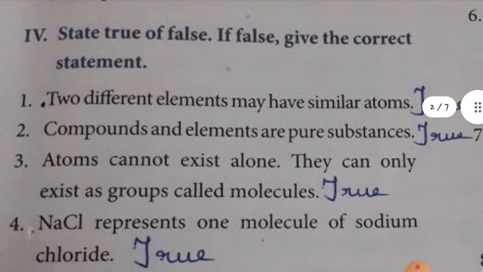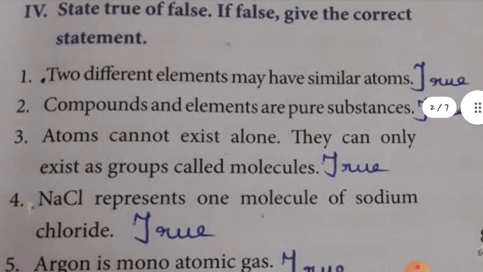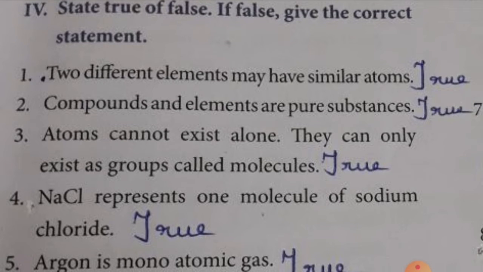And see the Roman numeral 4, children, true or false. First one, two different elements may have similar atoms. So this statement is true. Second one, compounds and elements are pure substances. This statement is also true. Third one, atoms cannot exist alone; they can only exist as groups called molecules. So this statement is also true.